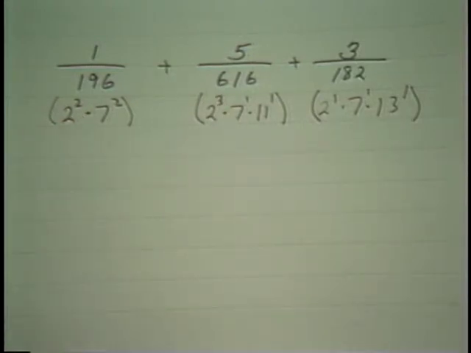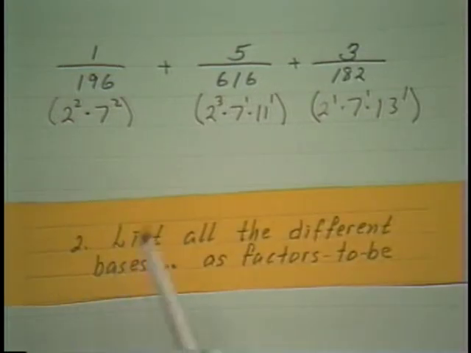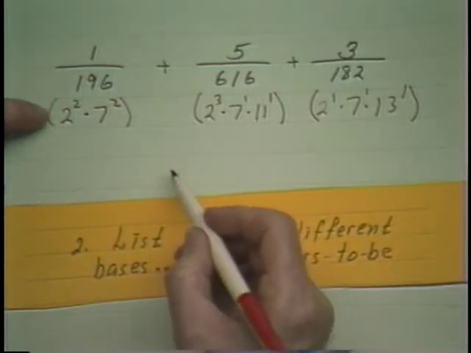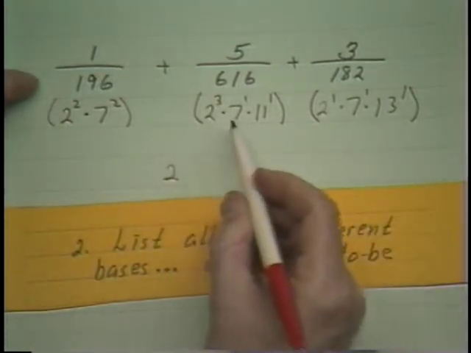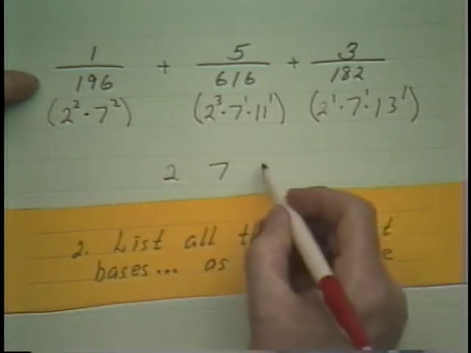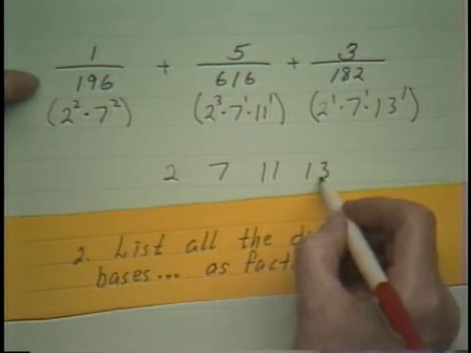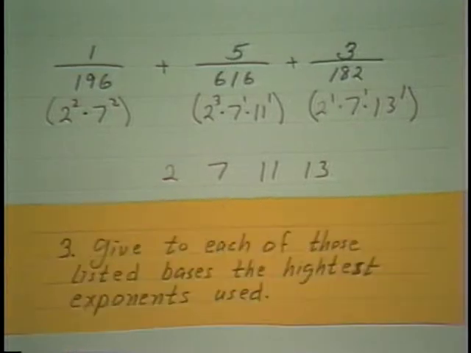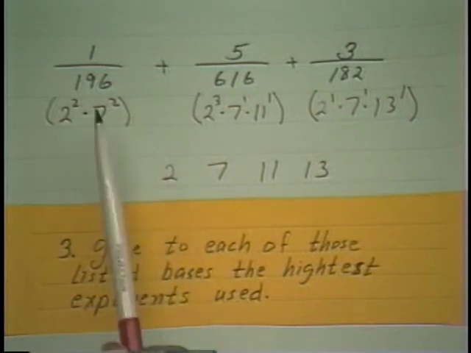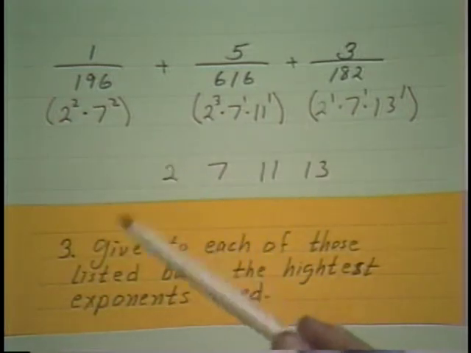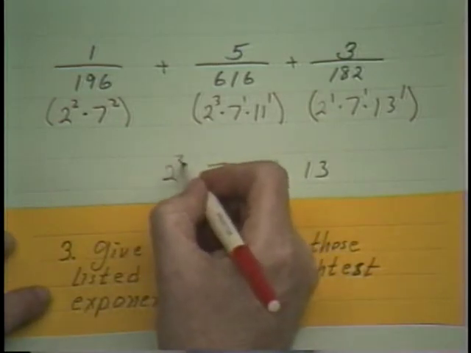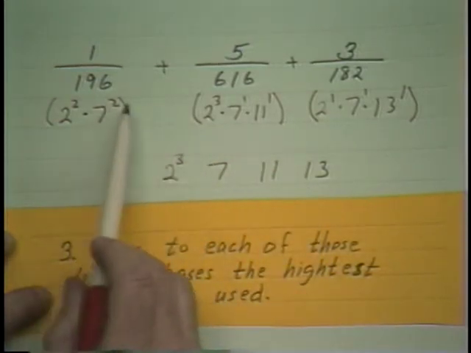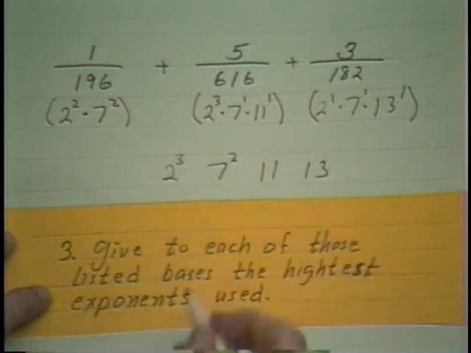Now what would you instruct your friend to do next? List all the different bases as factors. So let's see, I've got a base of 2, I've got a base of 7, 11, and 13, putting them in sequential order. Then you would tell them, give to each of those listed bases the highest exponent used. So on the base 2, there's a 2 there, a 3 there, a 1 there. So the 3 was the highest one used. On 7, there's a 2, 1, 1, so 2 is the highest.